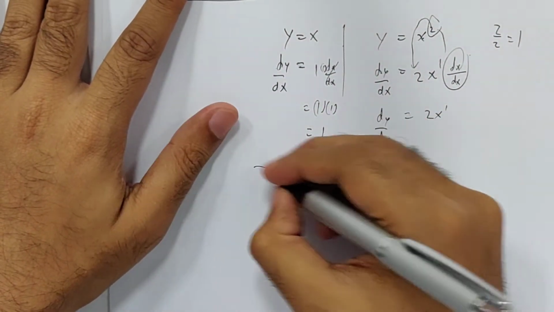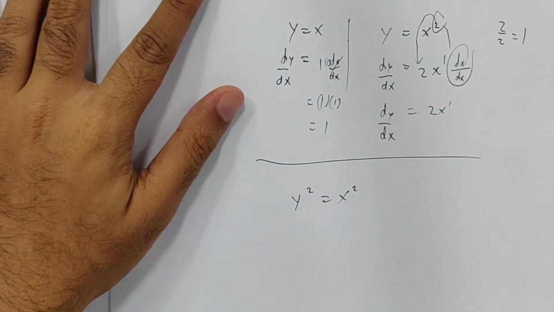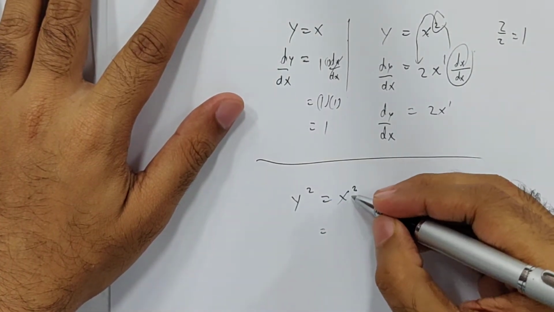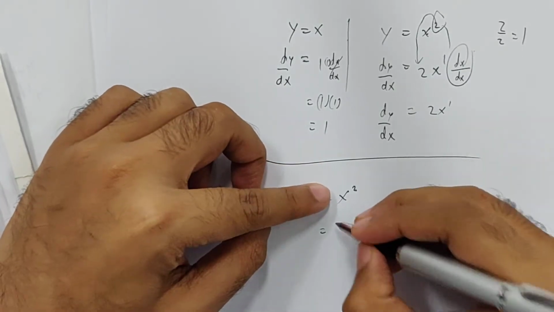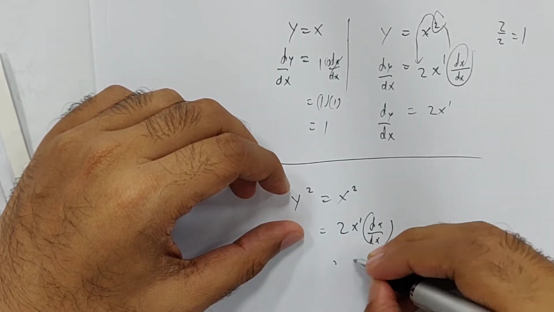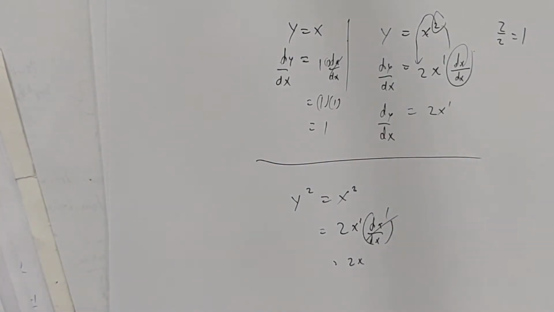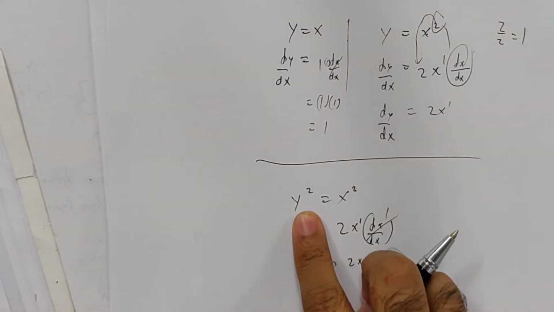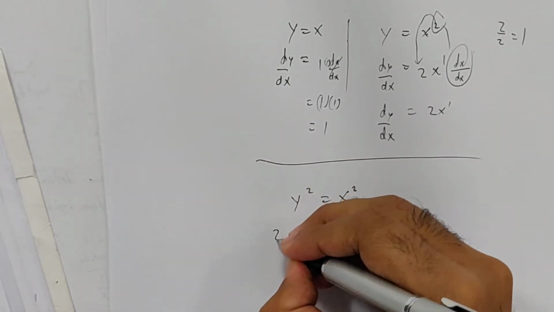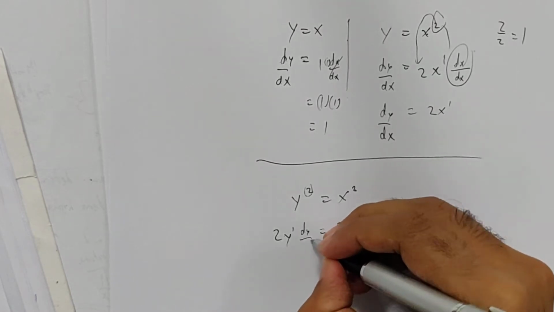Now, what happens if I ask you y squared equals x squared? So differentiate x first. Do the easy one. 2x times 1, dx/dx. Okay, no problem, this can be settled. Now what about y squared? Do the same thing, the same process. 2y, then the power becomes 1, dy/dx.